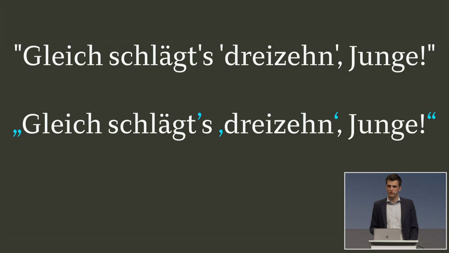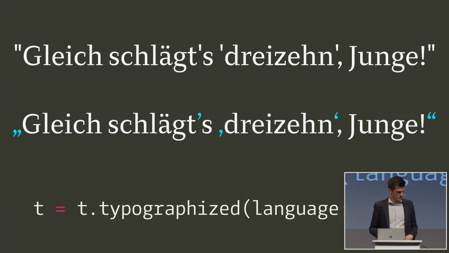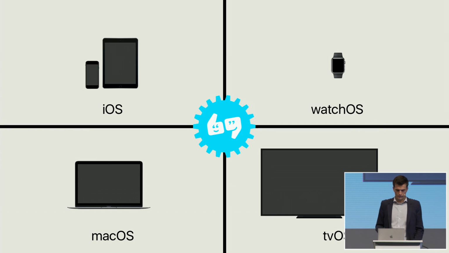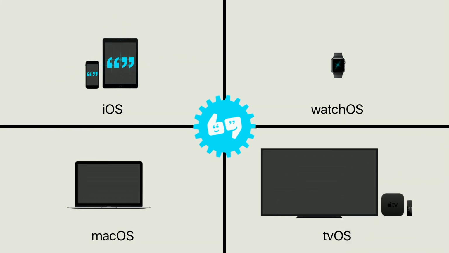Doesn't always work, but if you're a computer scientist, this is the first time I've written a tokenizer. This is how you use it. Typographized language, done. It works on all Apple platforms. And if you're a computer scientist, you can download everything, rewrite it, and then file a pull request, and I'll be happy to replace it with your 100 times or 8,000 times faster version of my Swift code.